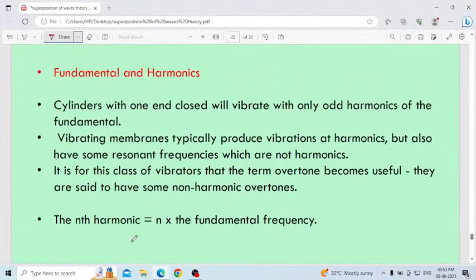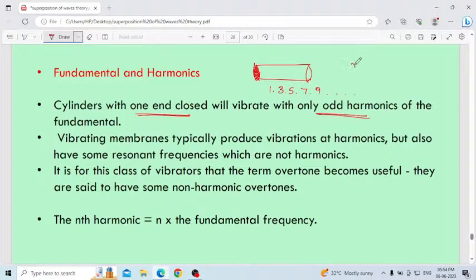Okay, a few more points here. Cylinders with one end closed will vibrate with only odd harmonics. Consider this one, we will consider as a cylinder. Here they are telling the important one, cylinder with one end closed. If one end is closed like this and the other end is open, then here you will get only odd harmonics. Odd harmonics means 1, 3, 5, 7, 9, like this we will get odd harmonics.